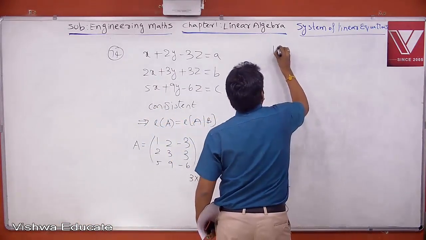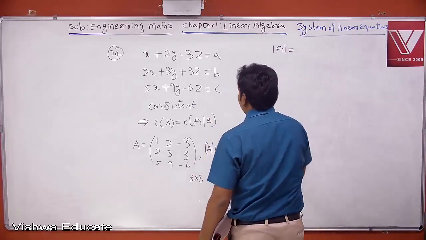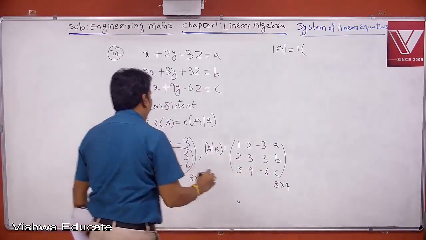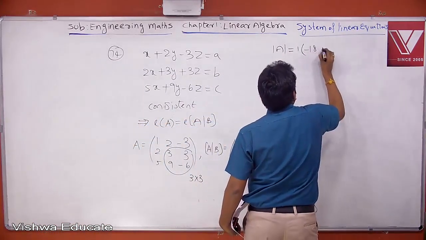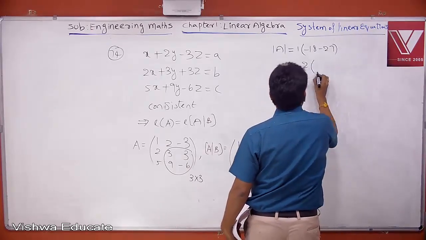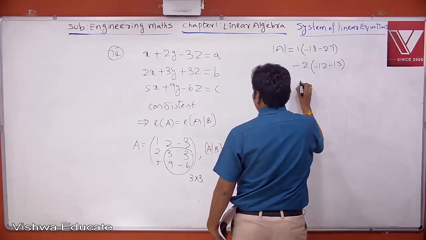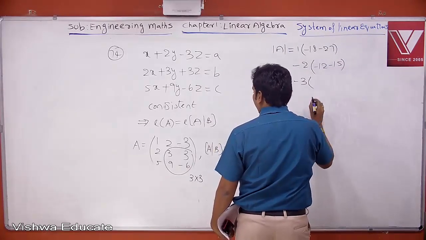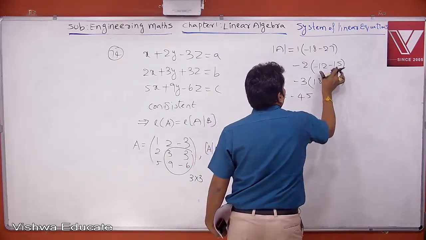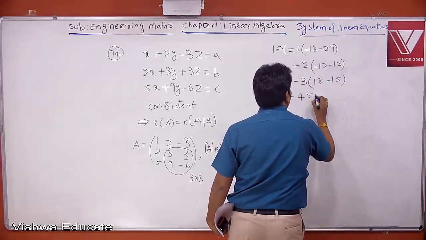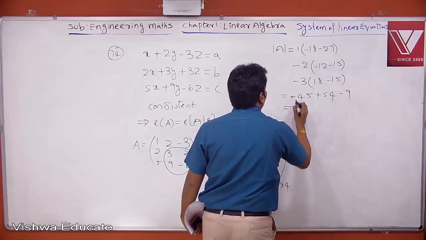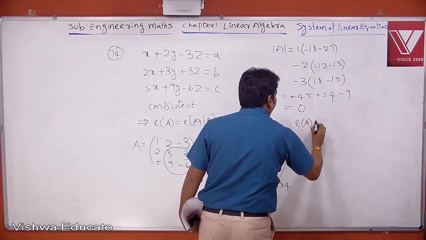Now let us try to find rank of this matrix. To find the rank, we need to find the det of this matrix. Now this is 1 into (3 into minus 6, so minus 18, minus 27), minus 2 into (minus 6 minus 12, minus 5 into 3, 15), minus 3 into (2 into 9, 18, minus 15). So this is minus 45, this is minus 27 into minus 2, this is plus 54, and this is 3 into 3, minus 9. Therefore this det value is 0. Since the det of the matrix is 0, rank should not be 3.